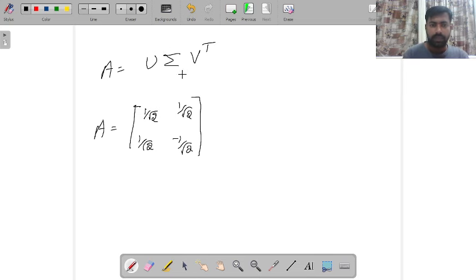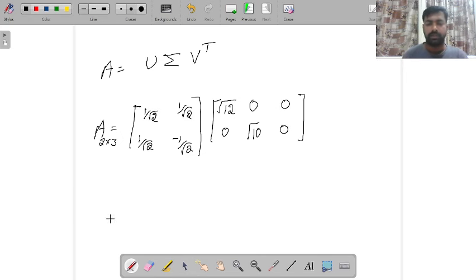Okay, and remember this sigma is a matrix of same size as A. A is a 2 by 3 matrix. So here I should have a 2 by 3 matrix only. The first entry will be the eigenvalue corresponding to this eigenvector. We know that is 12, but here you should take square root. Then 0, and the eigenvalue corresponding to the next column is 10. Now you take its square root. So the singular values of A are root 12 and root 10, and the next column will be 0, 0.